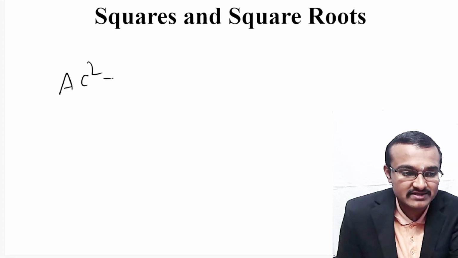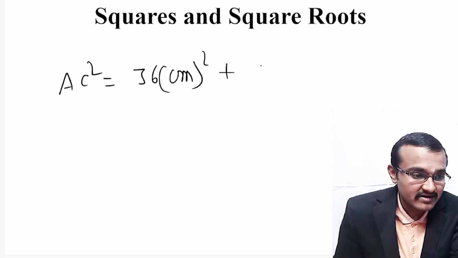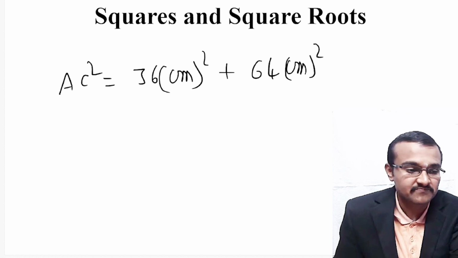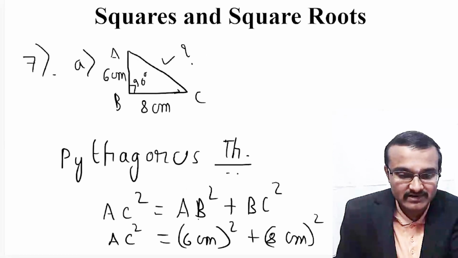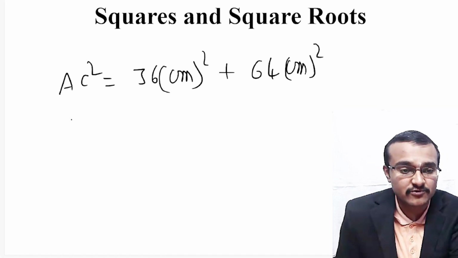So AC square is actually equal to 6 square, that is 36 centimeter square, plus 8 square, that is 64 centimeter square. So I have taken the square of the individual terms, AB square and BC square. That is 6 square and 8 square, that is 36 plus 64.